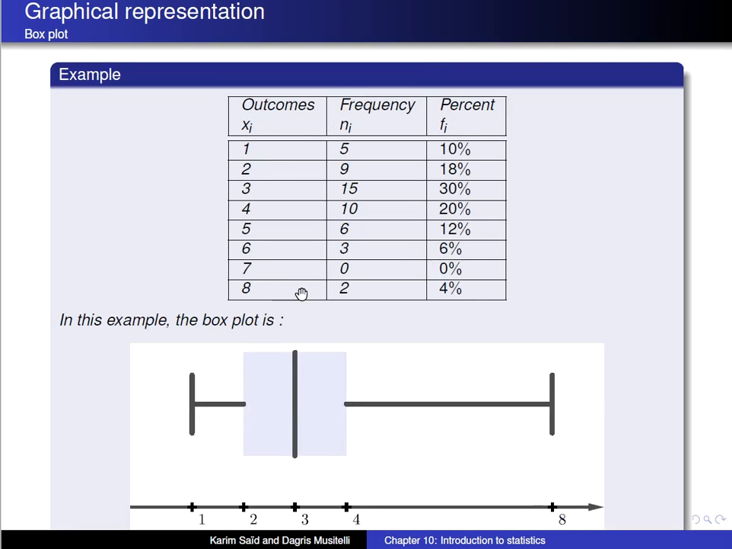With this famous example, we can also compute the first quartile, second quartile, and third quartile, and then we can build the box plot. So the lowest value is 1, the greatest one is 8, and then we write Q1, Q2, and Q3, and we have our box plot. We can see clearly in this example that the distribution is not really uniform. The values are closer to 1 than to 8.